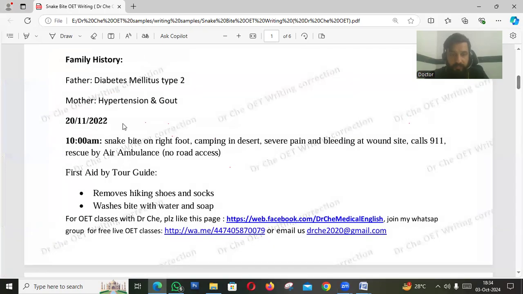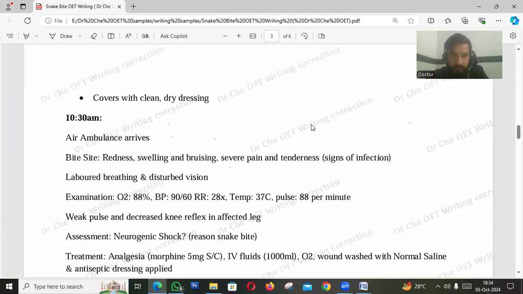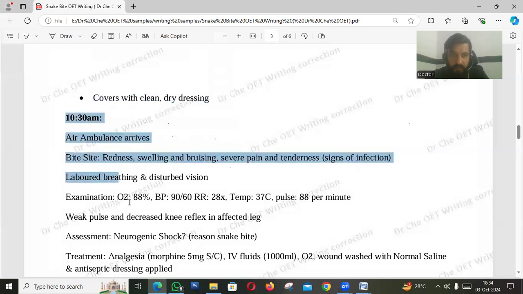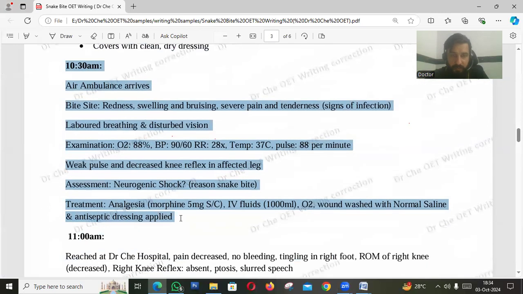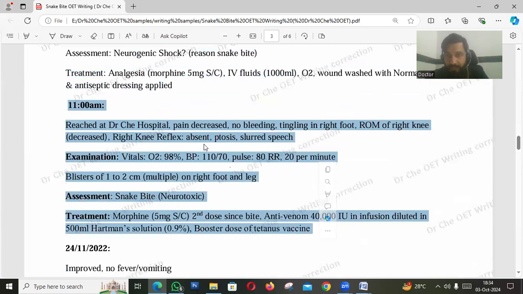My question is, if you have this date and you have all of these things happening at 10 in the morning, then after half an hour you have all of these things happening to the patient, and then again after half an hour, when you reach the hospital, you are having all of these things happening to the patient. You will mention these to the GP. If you mention all of these things in one paragraph, do you think you are having good organization of your letter, good paragraphing?